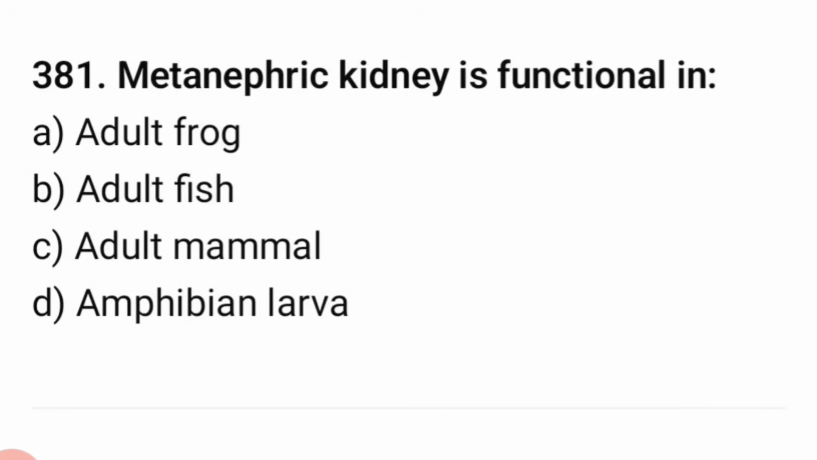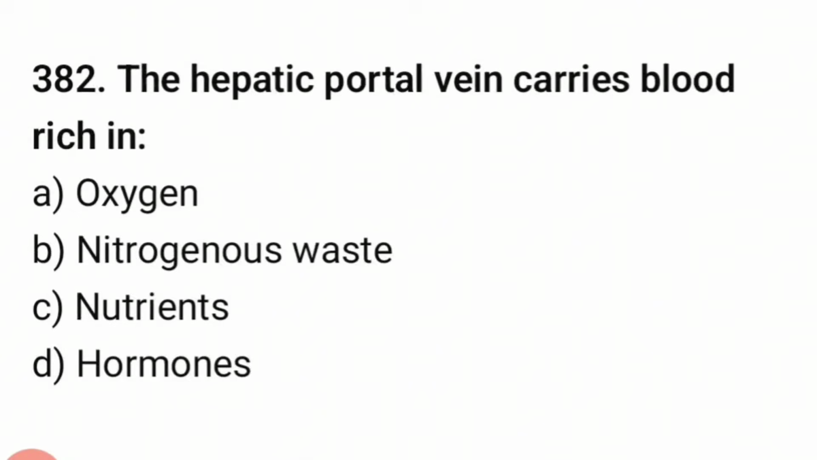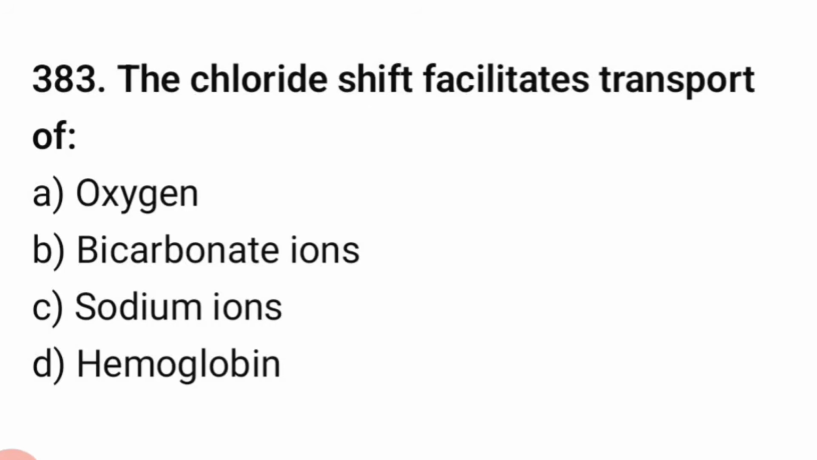Question 381. Metanephric kidney is functional in. Right answer is option C, in adult mammal. Question 382. The hepatic portal vein carries blood rich in. Right answer is option C, rich in nutrients. Question 383. The chloride shift facilitates transport of. Right answer is option B, bicarbonate ions.